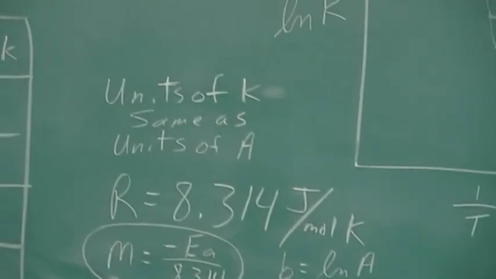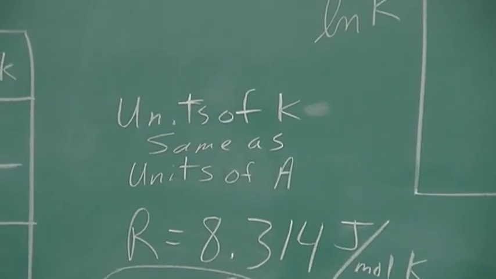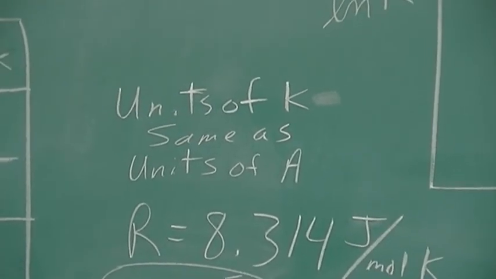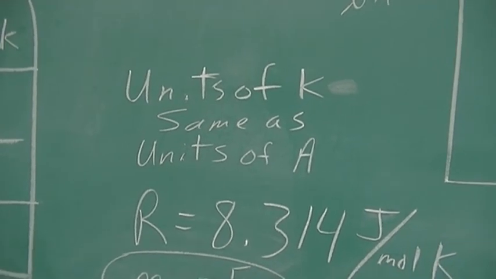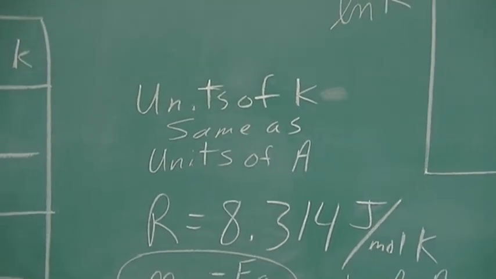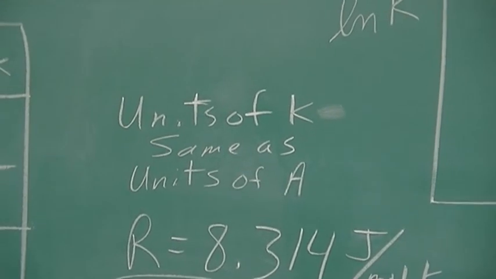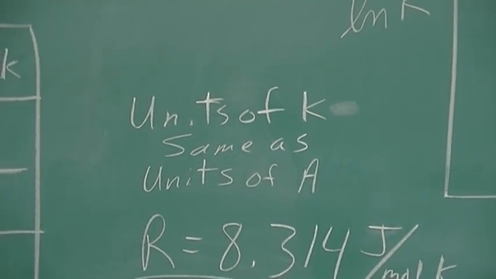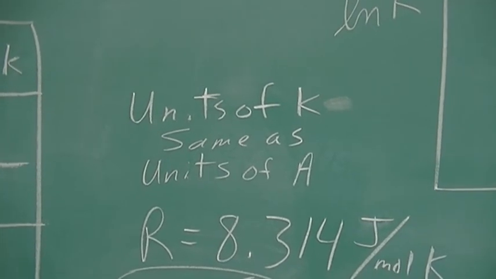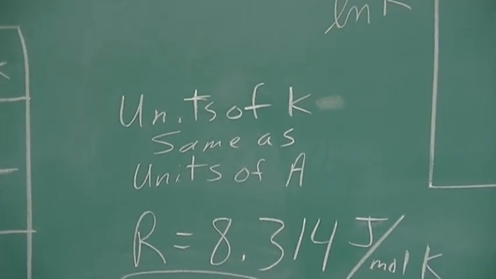Now for the units that you have for K, which you had in experiment 10, exactly the same units as you have in experiment 11. All right, so you'll have to look those up if you don't remember what the units of K are. But whatever units you have for K, they have the exact same units as the Arrhenius frequency factor A.